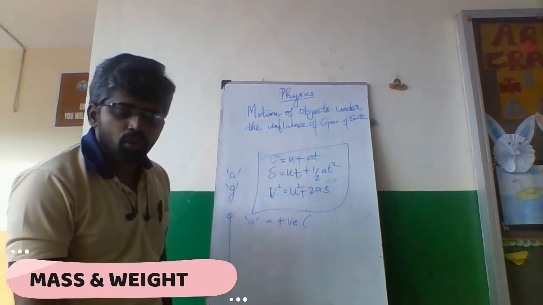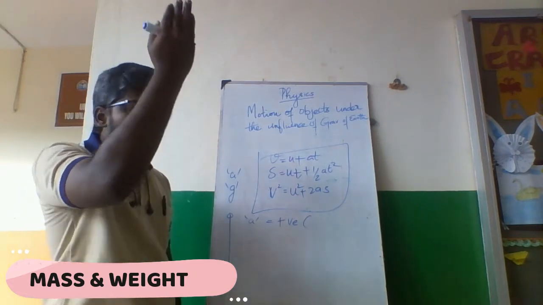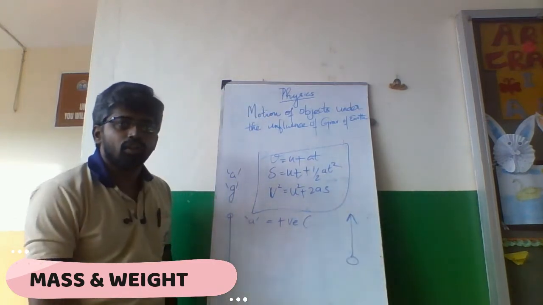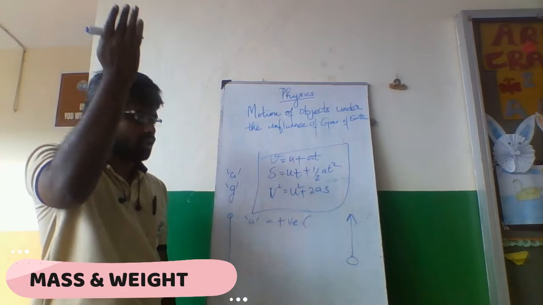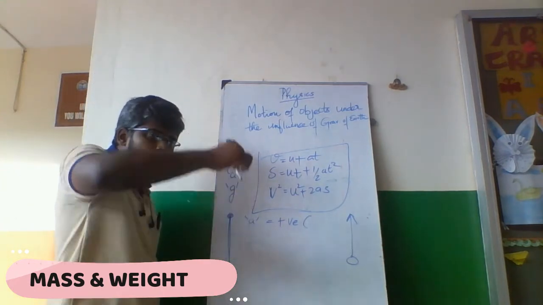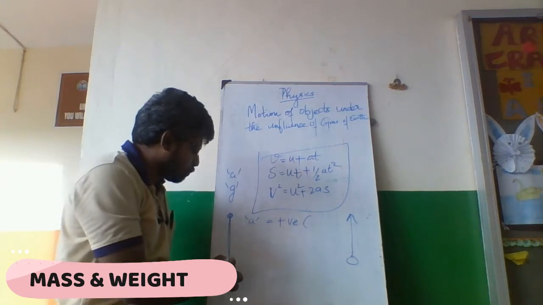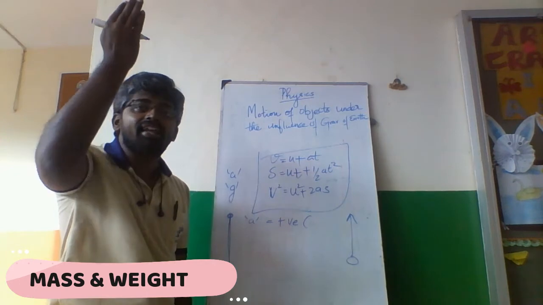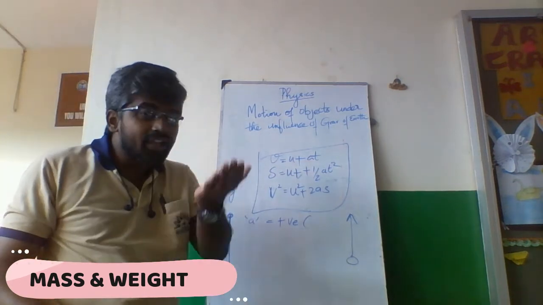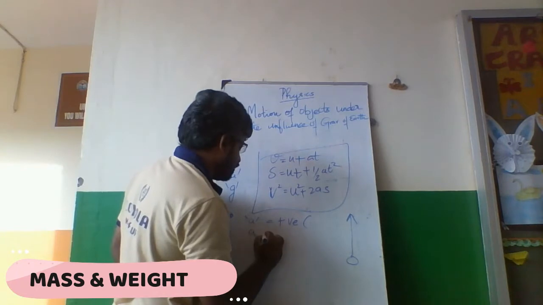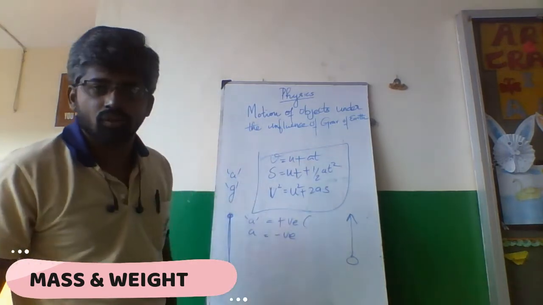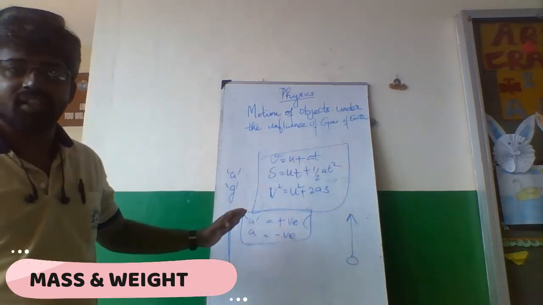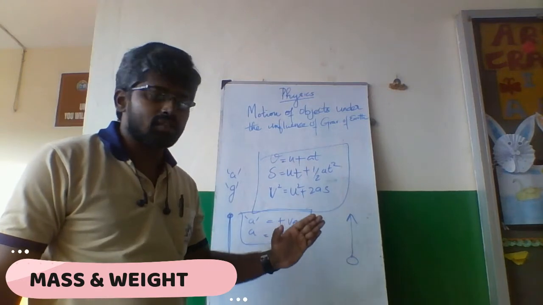But when you throw a ball from downward to upward, the motion is against the gravity. When you throw a ball from upward to downward, it is towards the gravity, so it is positive. Direction is towards the gravity. When you throw a ball upward, it is against the gravity. The ball is going against the gravity, so a is negative. That's all. This is what you should remember. So all these three equations change according to them.